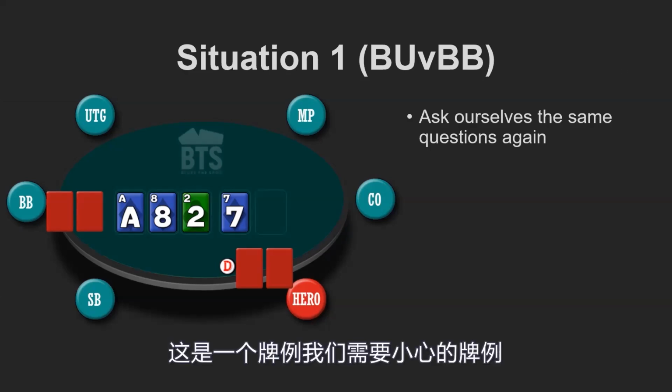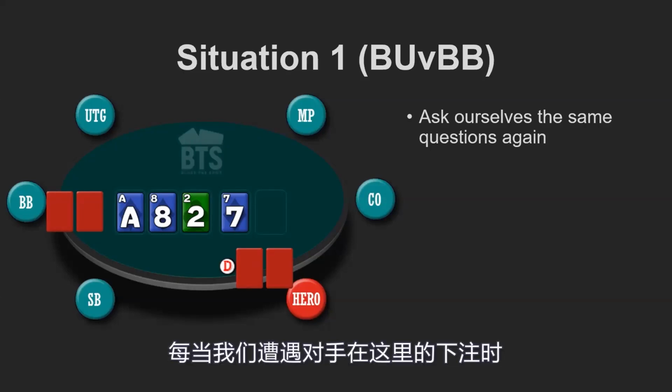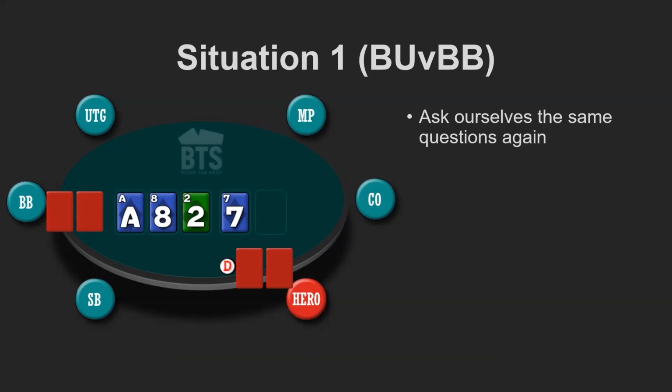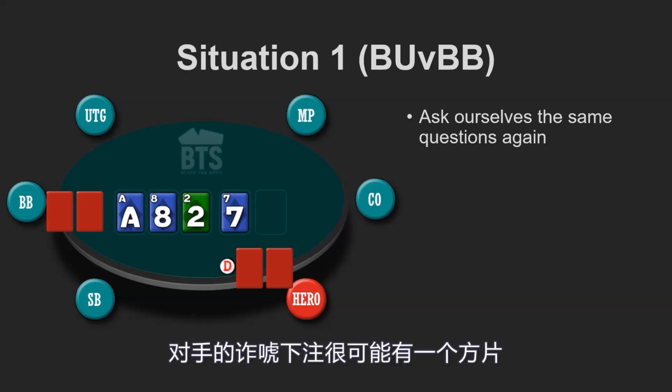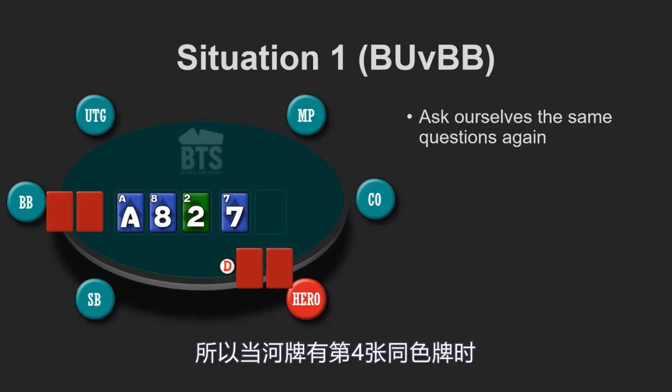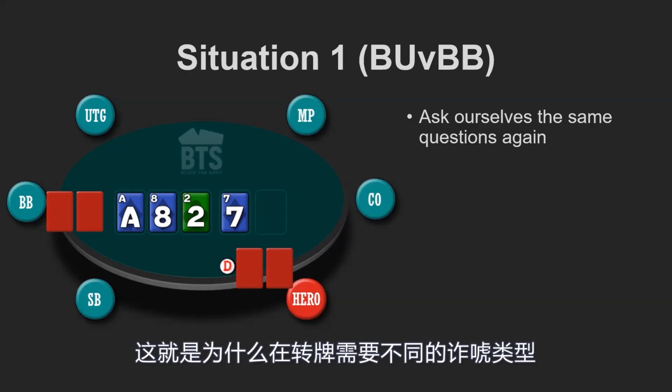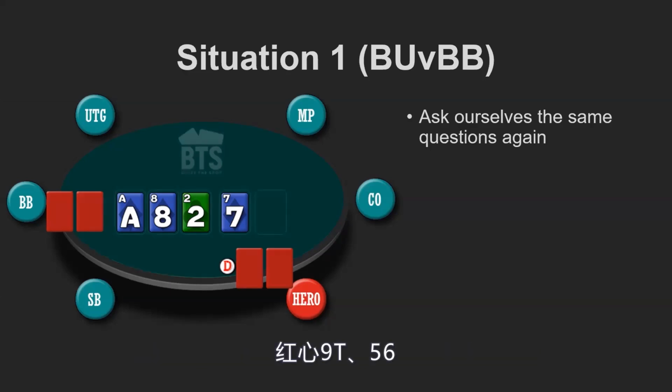This is another spot where, guys, we have to be careful. Whenever we are facing a player, and he bets here at lower stakes, when they bluff here, they have a diamond. So whenever the fourth diamond comes on the river, all of their bluffs actually get there. So we have to be under bluffing. This is why it's super important to have all types of bluffs on the turn. So hands like 9-10, 5-6 of hearts, for example, because on the fourth diamond, we can actually still have some bluffs.